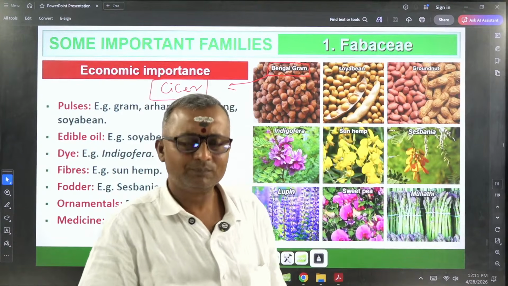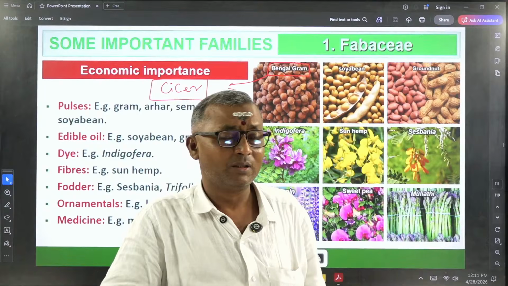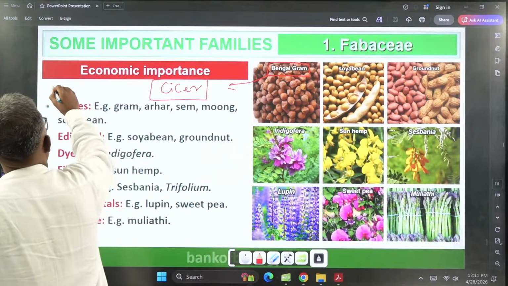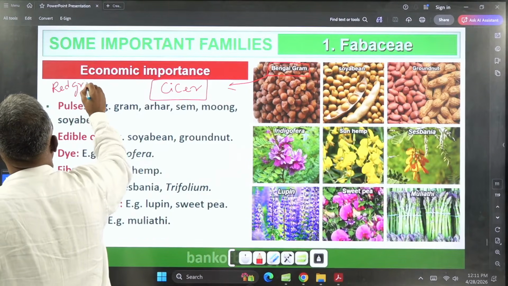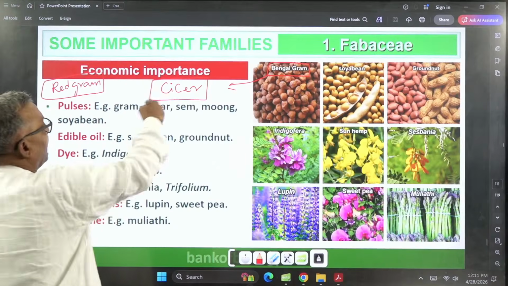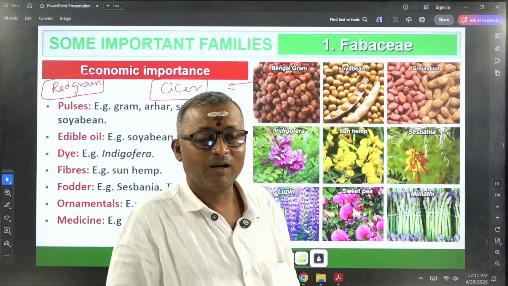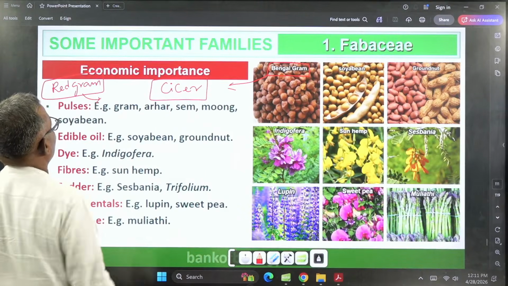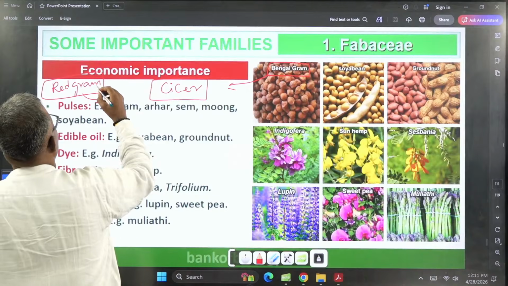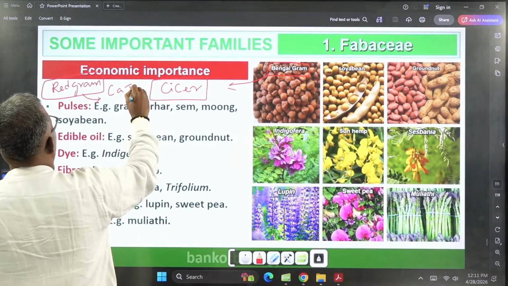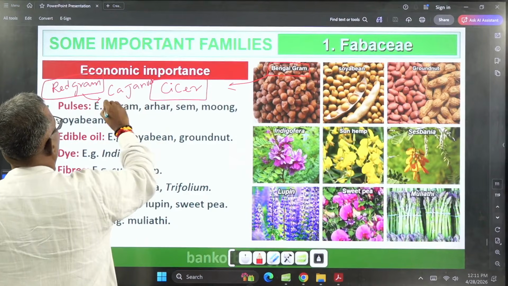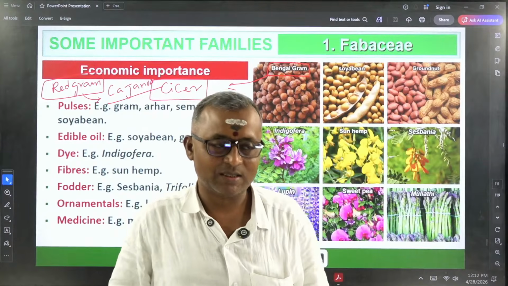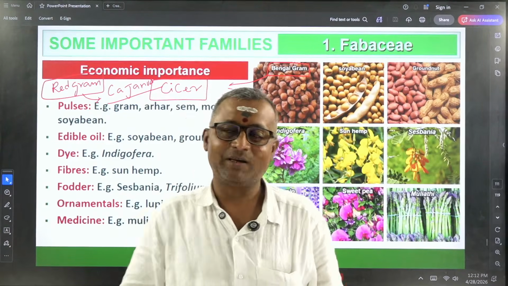And I think you are all aware of red gram. Do you know what red gram is? Bengal gram is Shanaga Pappu, and red gram is Kandi Pappu. Kandi Pappu, red gram. So what is its botanical name? Cajanus. Cajanus cajan is the complete name.